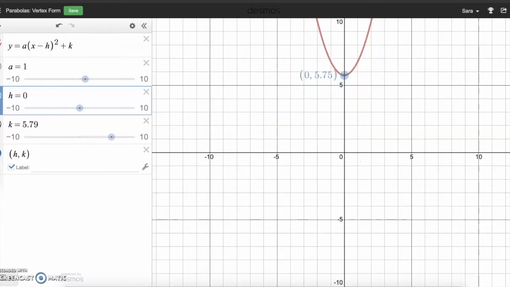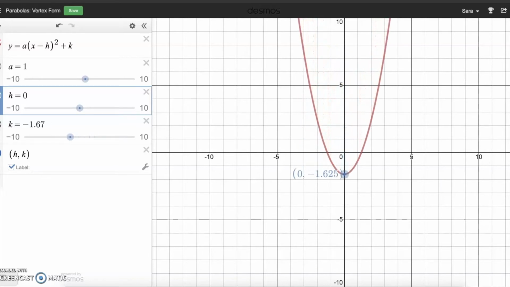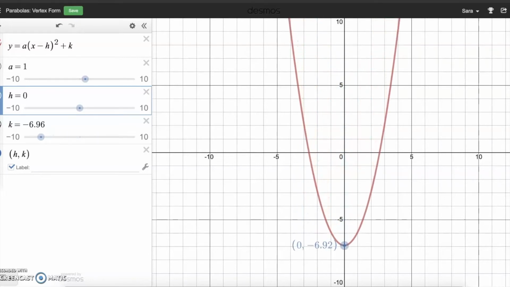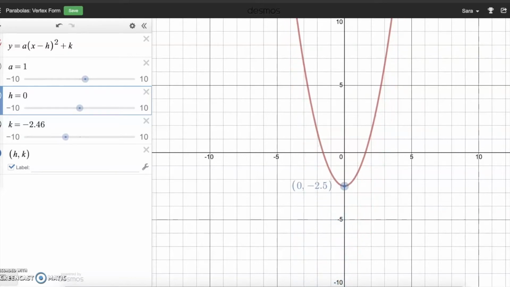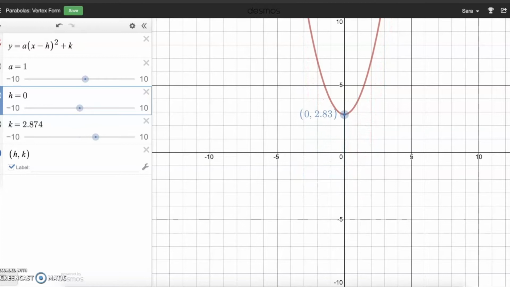So now I'm only changing the k value. Notice what's happening to the vertex. The vertex value is only changing for that y value. Notice that x is still 0. So changing k only moves that parabola up or down.